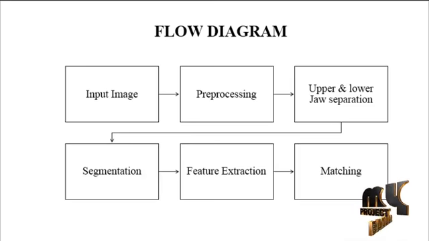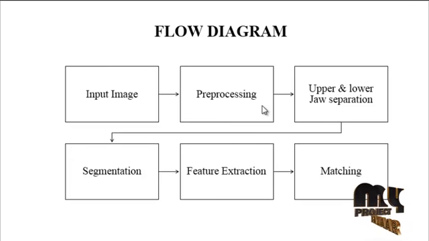Now we discuss the flow diagram for the process. This is the overall flow structure. At first, the input image is taken from the dataset. After getting the input image, pre-processing is carried out. In this pre-processing step, we resize the image to the required aspect ratio, and if noise is present in the image, noise removal, that is filtering, is applied.